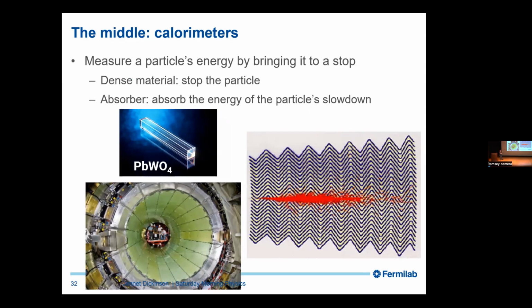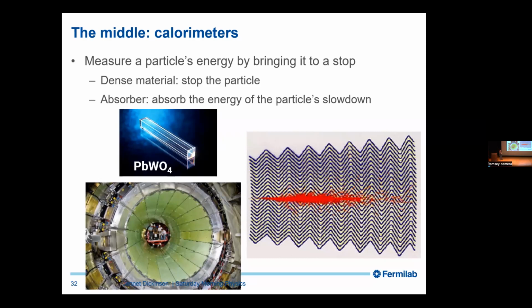So this can be a single material. Here you can see this is a lead tungstate crystal. So this is both very dense and absorbs light. This is some calorimeter. Or this can be two different materials, one that's very dense and one that absorbs the energy that's deposited. You can see this kind of accordion shape thing. This is what the ATLAS electromagnetic calorimeter looks like.